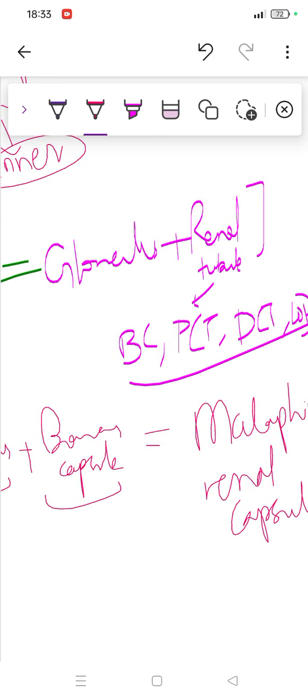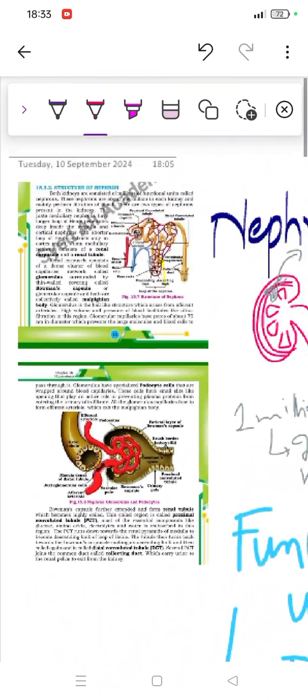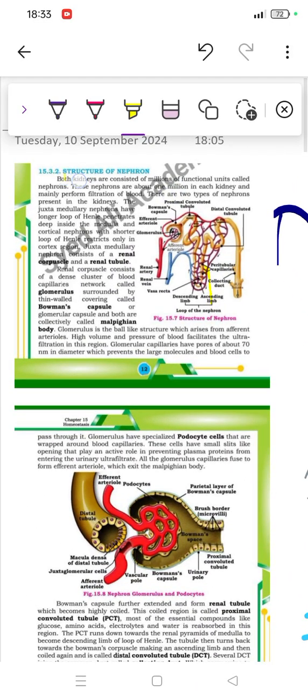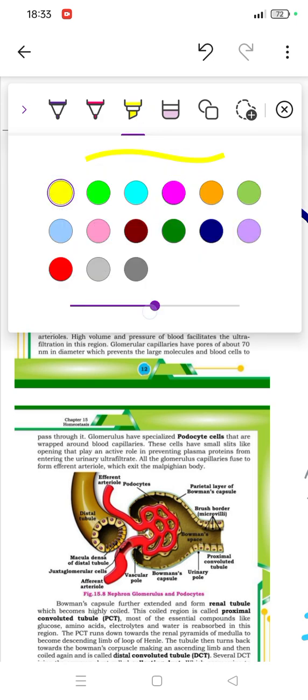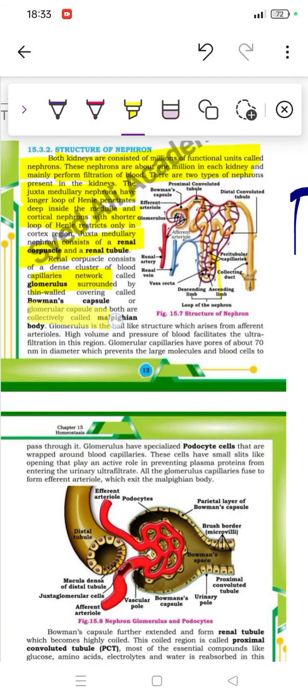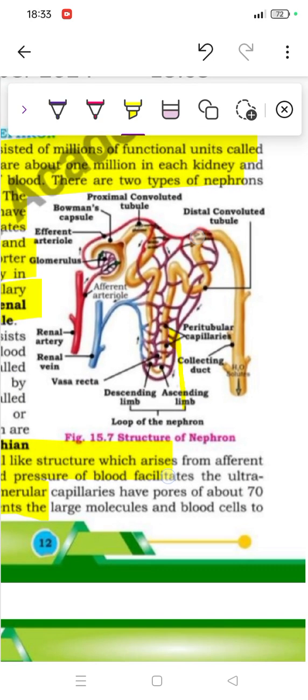Now let's read it out so that you understand it more nicely. Kidneys consist of multiple millions of functional units called nephrons, 1 million in each kidney. They have different functions. There are two types of nephron, juxtamedullary and cortical. The cortical has the shorter loop of Henle and the juxtamedullary has a longer one. They are present in the renal cortex. You'll see the glomerulus, capsule, Malpighian body, all these things. Let's check in the picture.